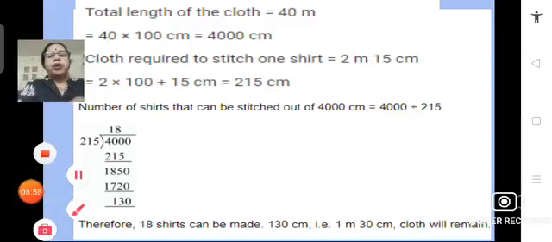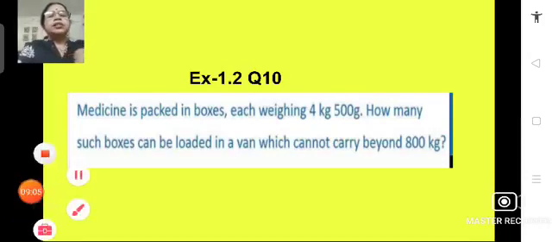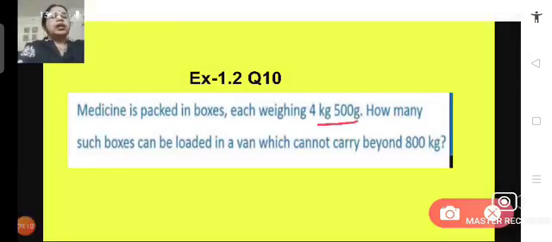Let's move on to the next problem. Problem number 9, exercise 1.2. Medicine is packed in boxes, each weighing 4 kg 500 grams. How many such boxes can be loaded in a van which cannot carry beyond 800 kg? So each box weighs 4 kg 500 grams, and the boxes loaded in a van should not weigh more than 800 kg.